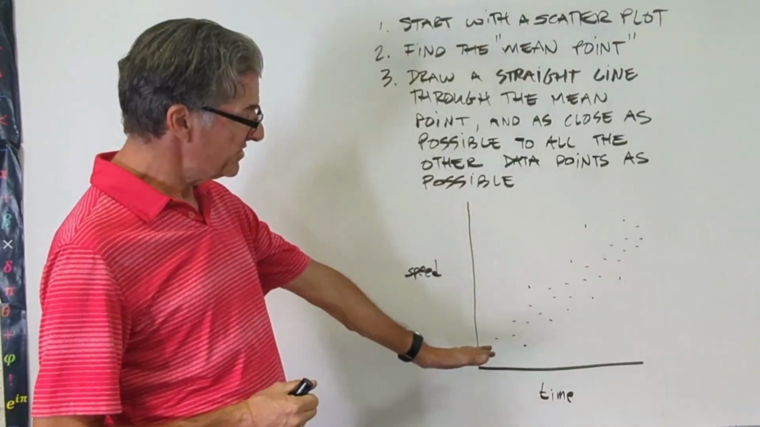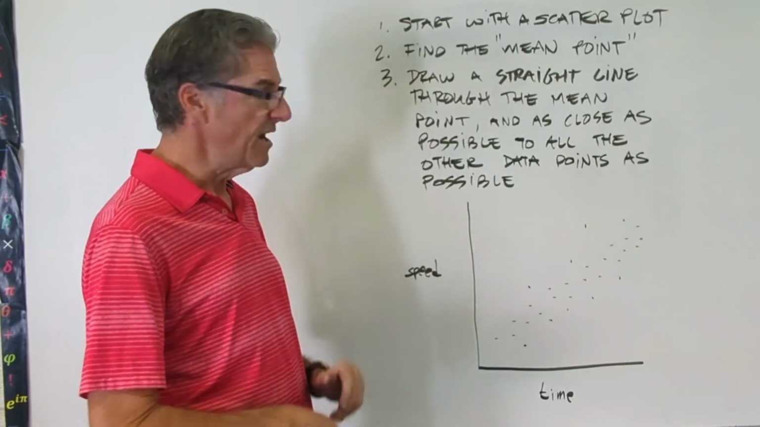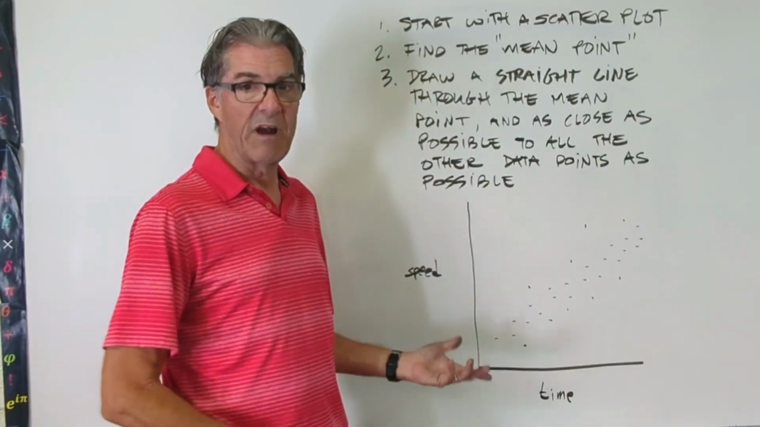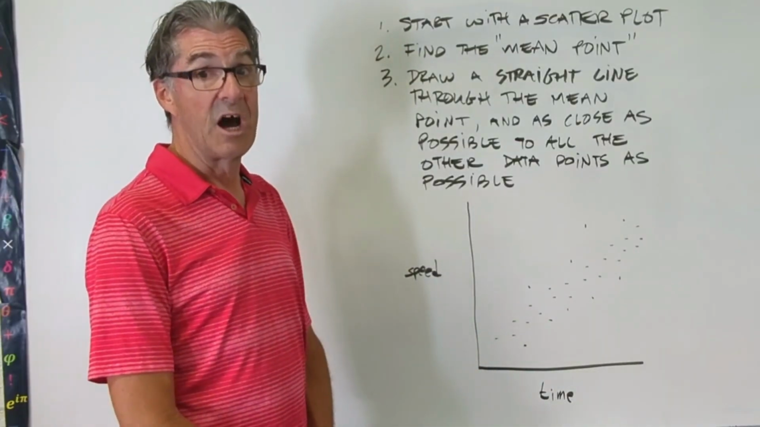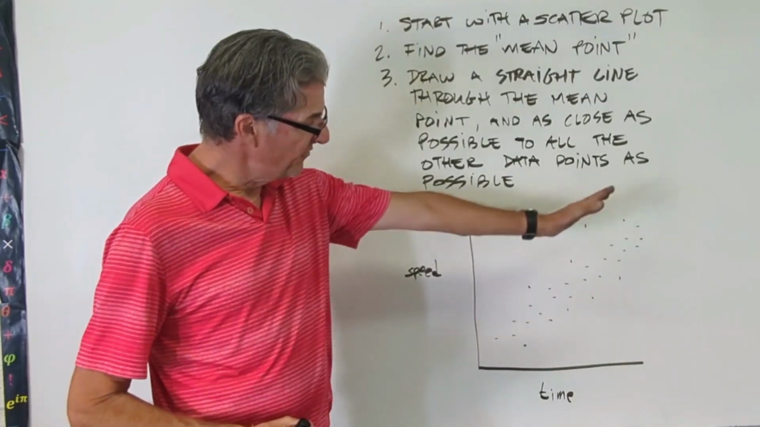So you can see I've got a scatter plot. This is real data, or could be real data. I just made it up, but it could be real data. And it's just a simple time versus speed graph, perhaps for an accelerating object. So what we're going to do is try to draw a best fit line for there.